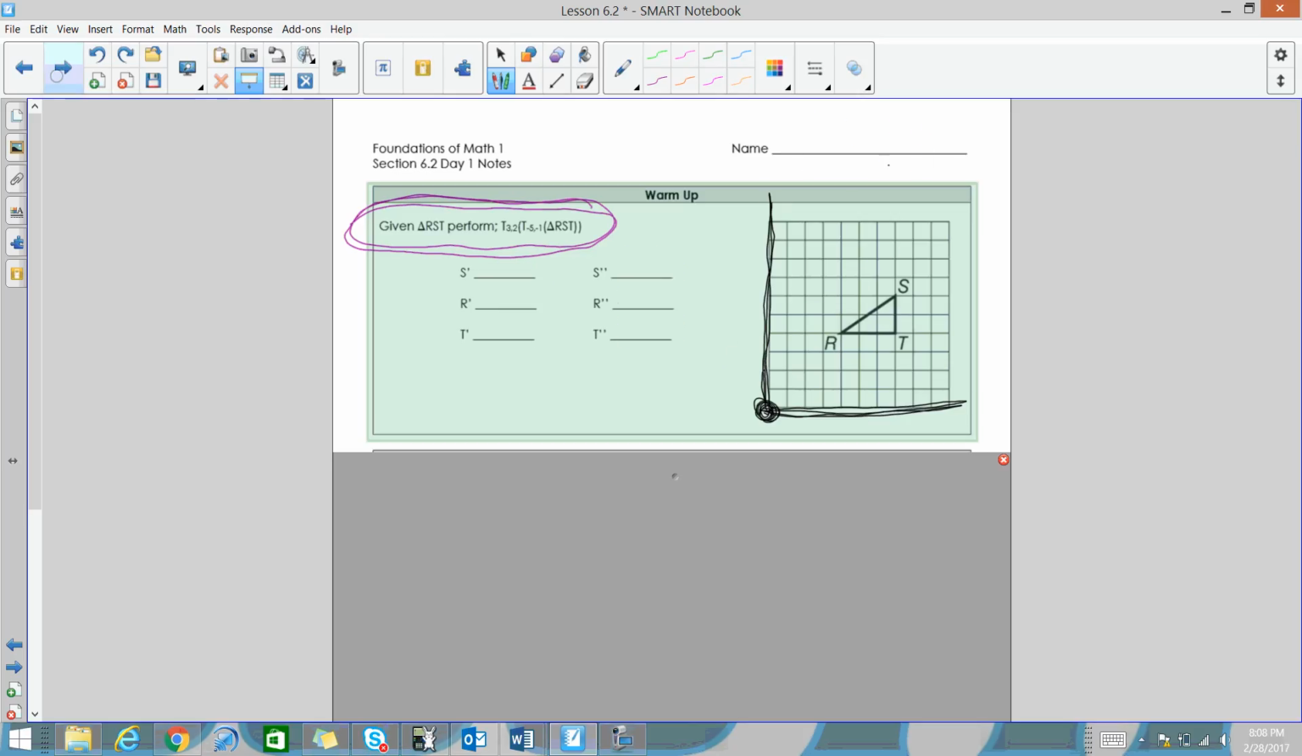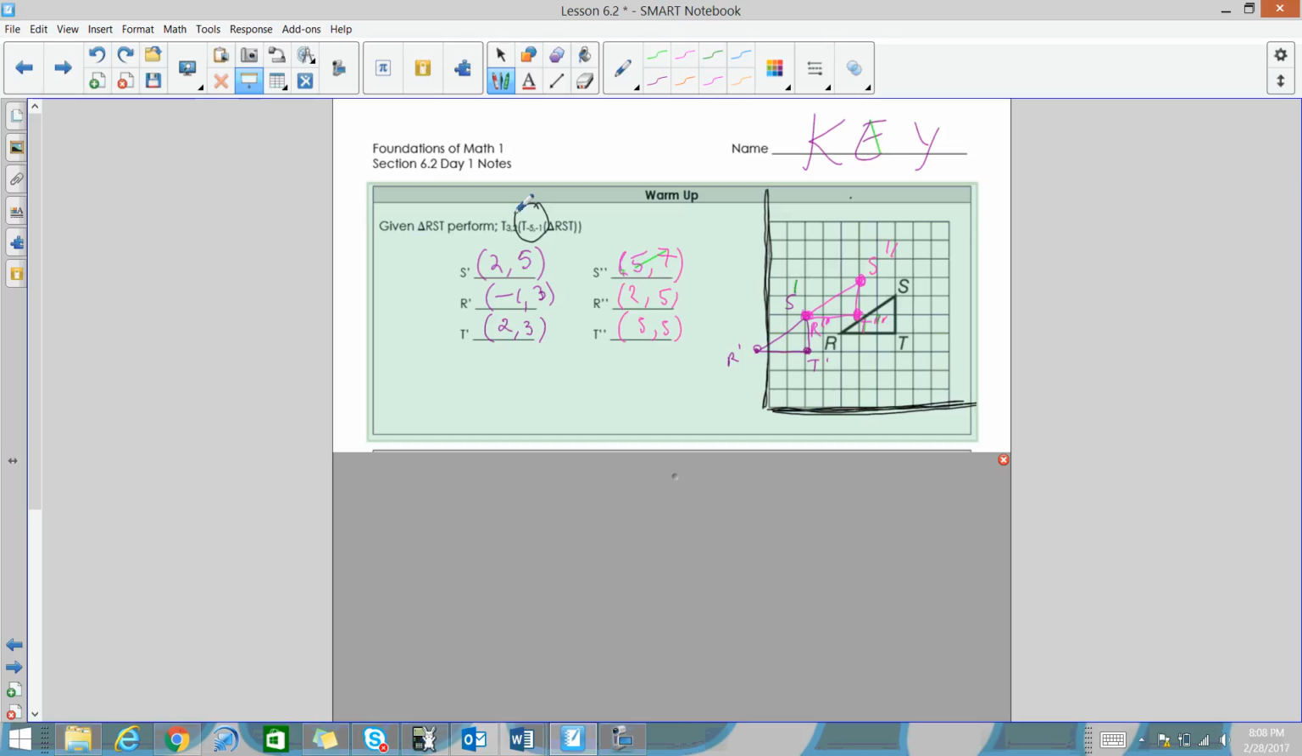All right, so here are the answers to the warm-up. This is what you should have. The purple is the first. Remember, you do this first. So t(-5, -1), which means left 5, down 1. And then you're going to go t(3, 2). That's going to be second. So you do that second.